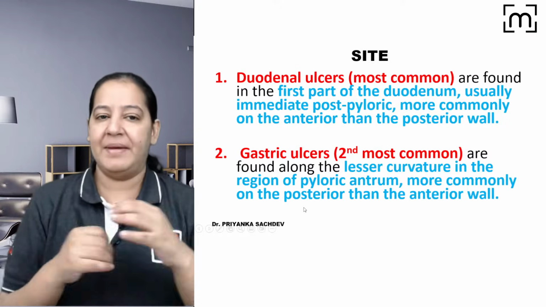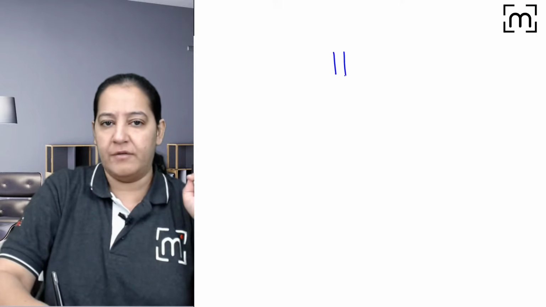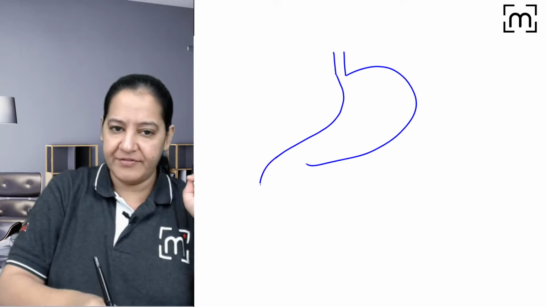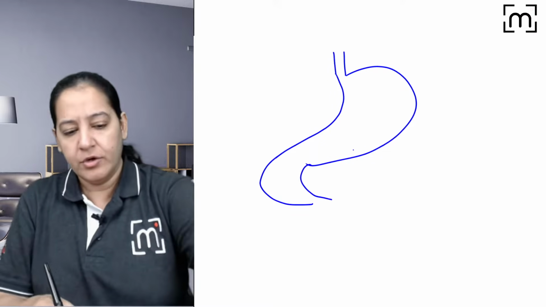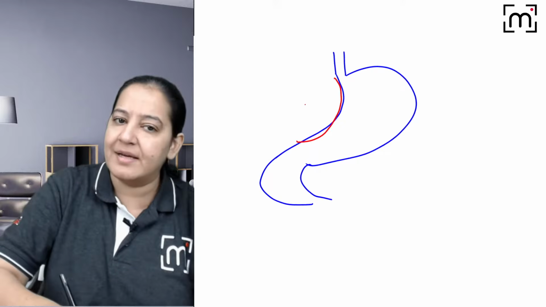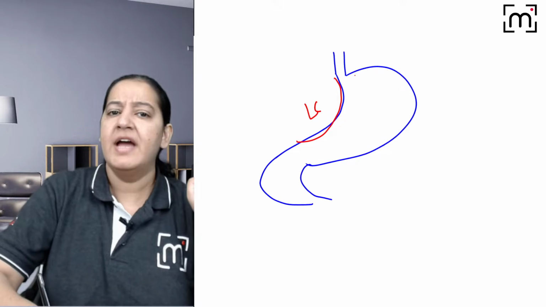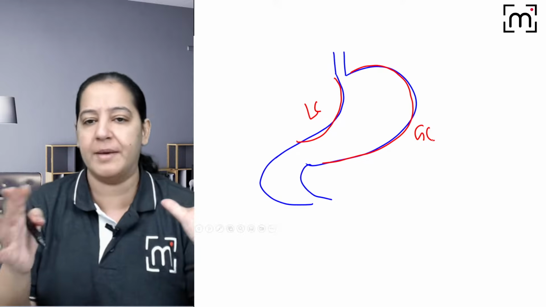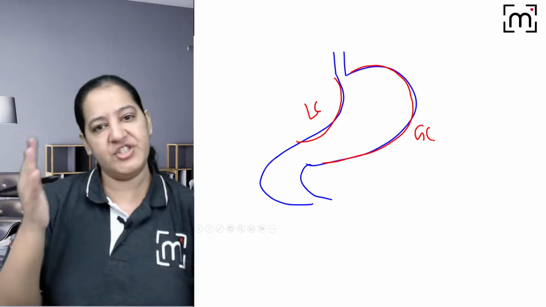Now, you tell me, you know this is the stomach. Let me draw a small portion of the stomach. This is a stomach, right? And after this is the duodenum. You know this portion of the stomach is known as lesser curvature. And this portion of the stomach is known as greater curvature. Those who don't know, they must learn. So lesser curvature, greater curvature.